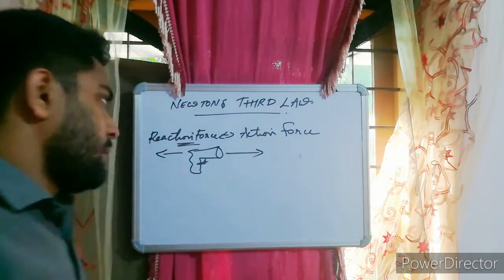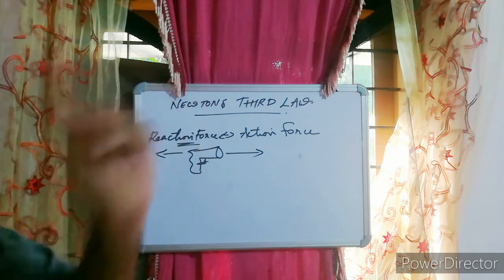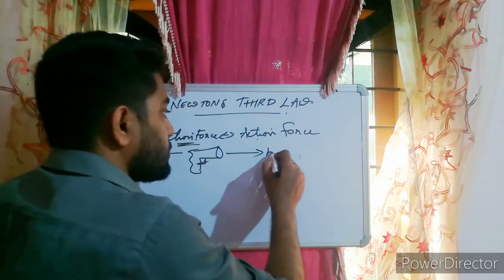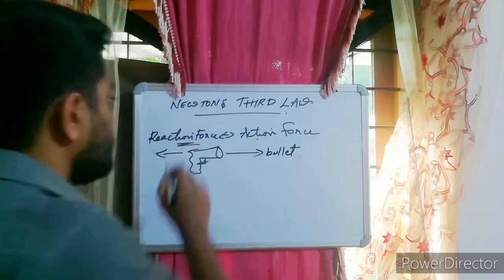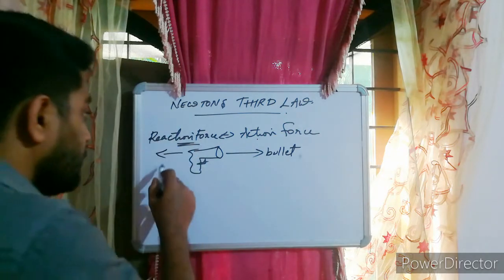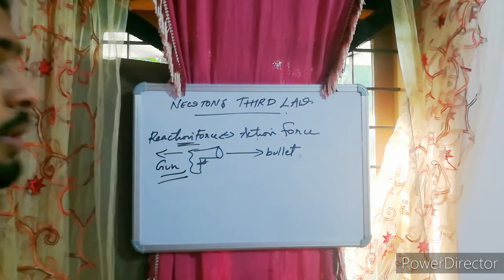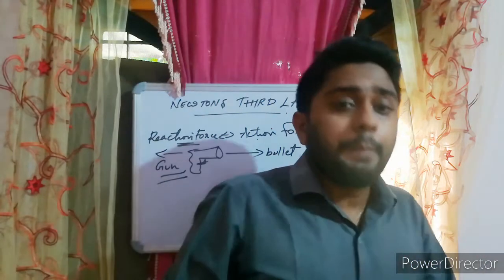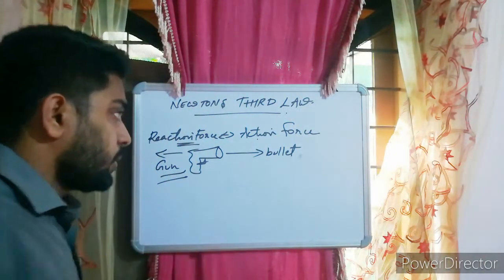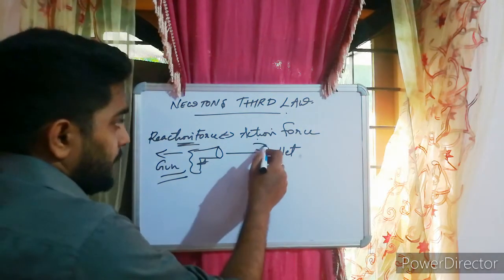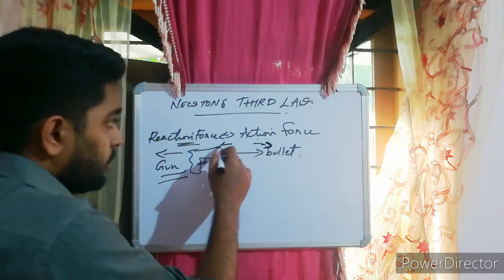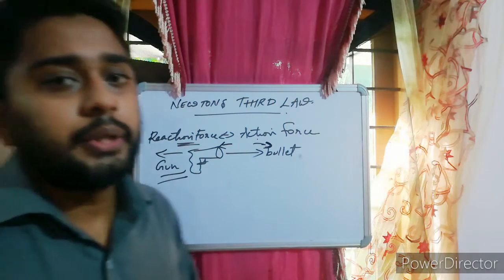Again, they always act on two different bodies. Your action force was on the bullet, whereas your reaction force was on the gun. Call it a pair, because the forces of interaction occur in pairs: the action force on the bullet, and the reaction force acting on the gun.